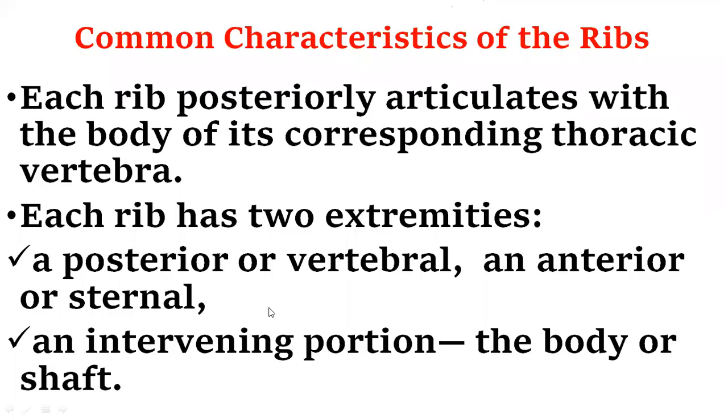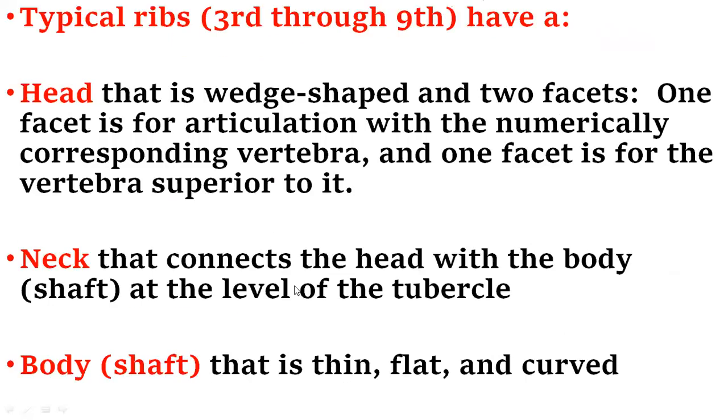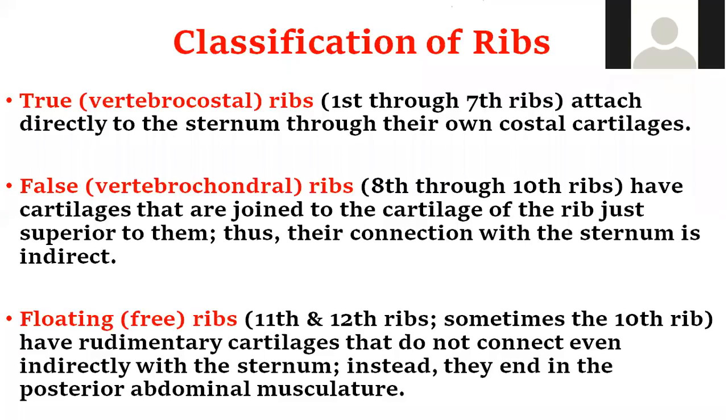Now let's quickly classify the ribs, and we'll classify them using 2 different dimensions. The first dimension is that you classify ribs as either true, false, or floating. The true ribs we call vertebrosternal ribs. They are ribs 1 to 7. They are called true ribs because they attach directly to the sternum through their costal cartilages. Because they have an attachment with the sternum through their costal cartilages, they are called true ribs.